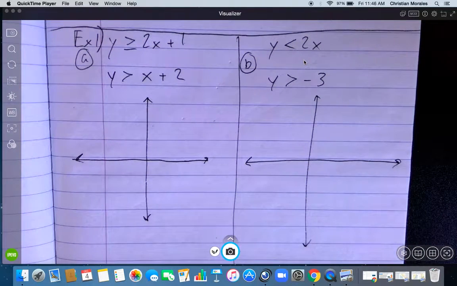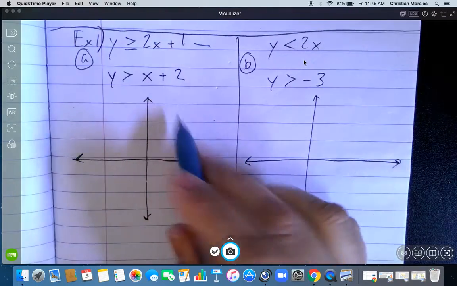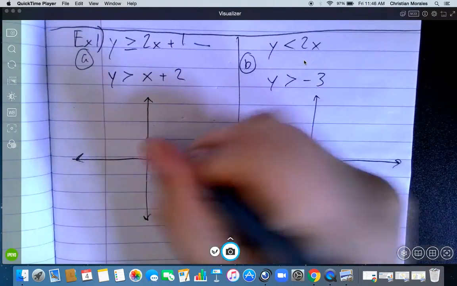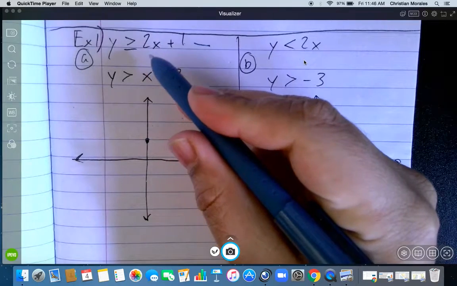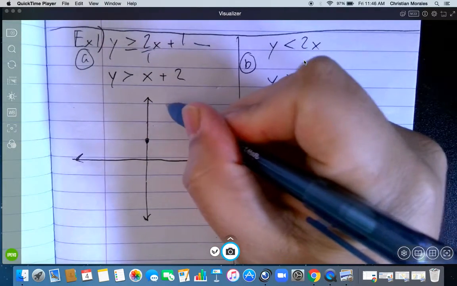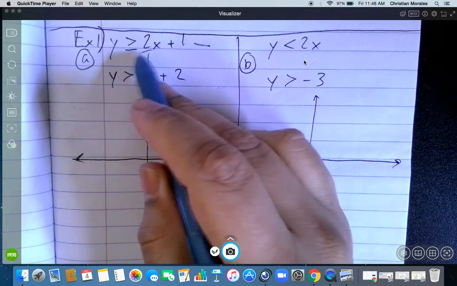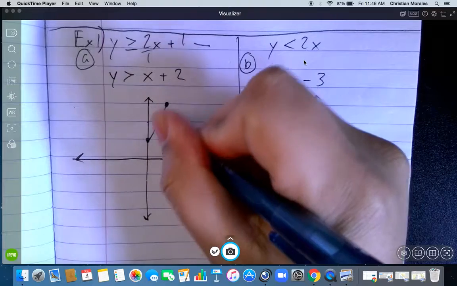Let's do this in two colors. So I'm gonna do the first one in blue. So this graph is starting at +1. The slope is 2, so it's going to be 2 over 1. So 1, 2 over 1. Okay, what kind of line is it? It's a solid line because it's equal to. So I'll draw a solid line going this way.